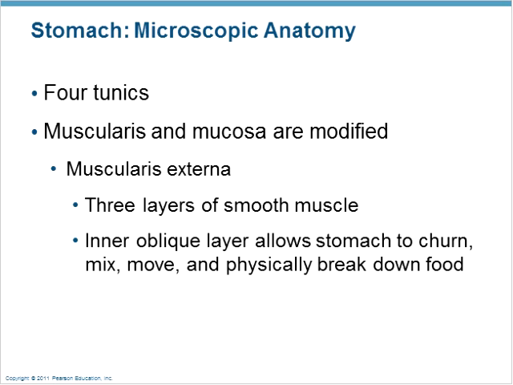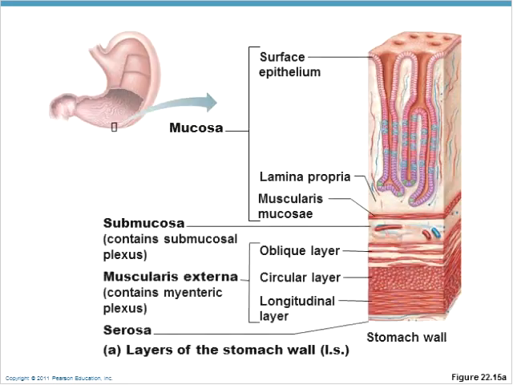There are 4 tunics to the stomach, which we talked about. The muscularis and mucosa are modified. The muscularis externa has 3 layers of muscles instead of 2. It has an inner oblique layer, which allows the stomach to churn more readily, mix and move, and physically break down that food. This takes you to those layers. We've already talked about them. You can see the longitudinal, circular, and oblique layers, which help to make that happen.